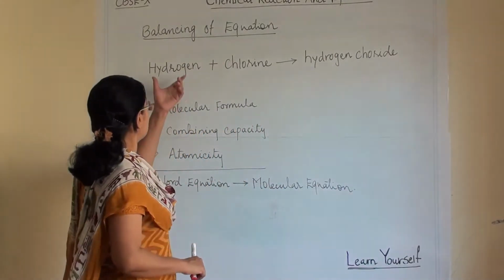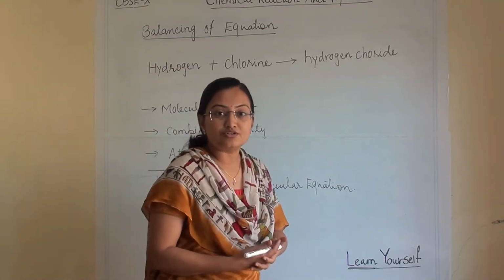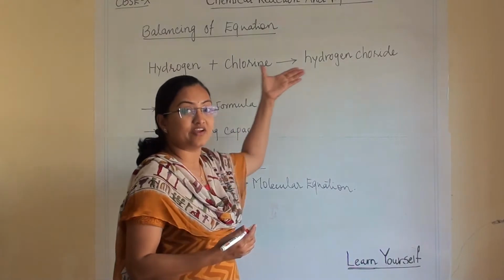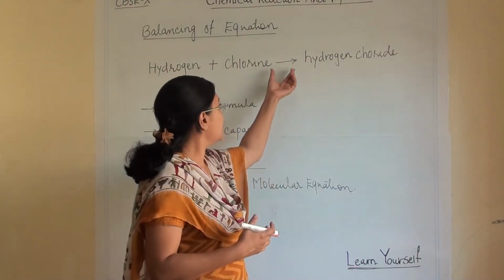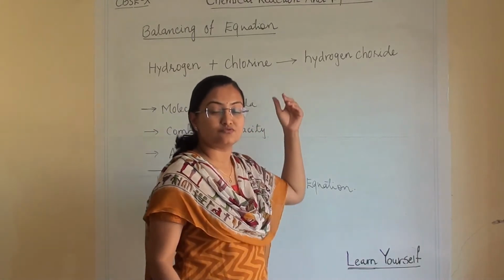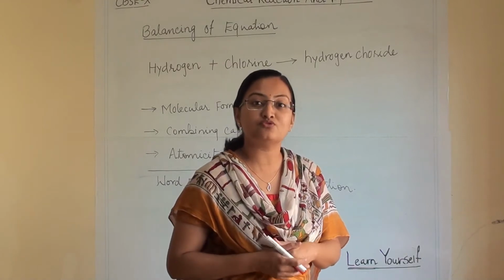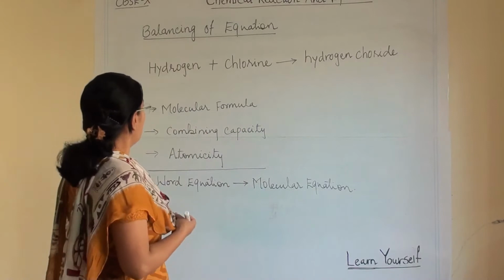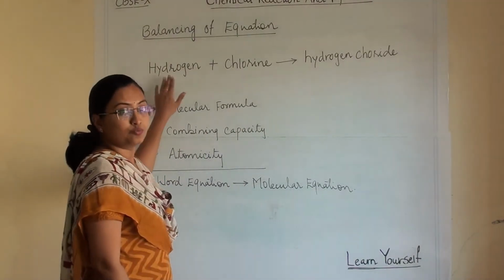So this is our word equation. What is a word equation, what do the left-hand side and right-hand side of the equation suggest, and what does this arrow suggest? For all this basic concept and knowledge, please check my previous video on chemical reactions. Now, we have taken this word equation to balance it.